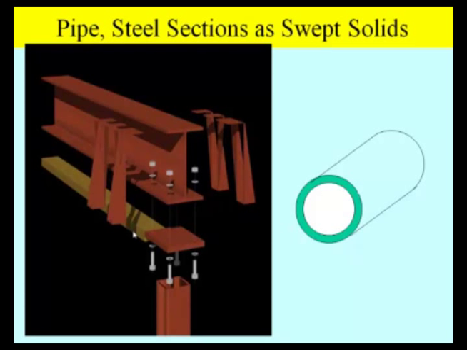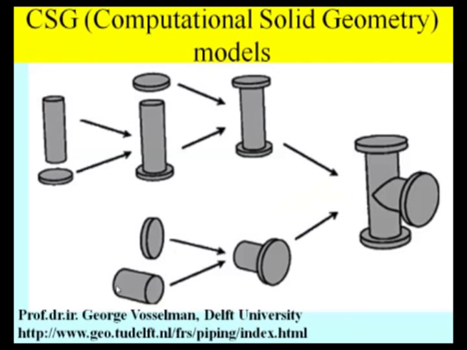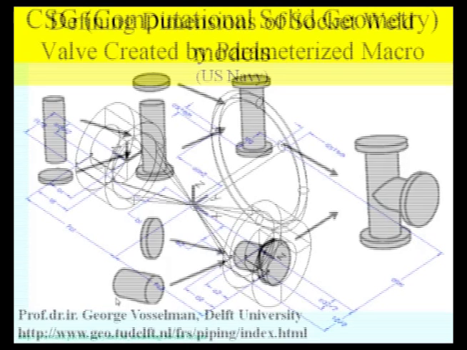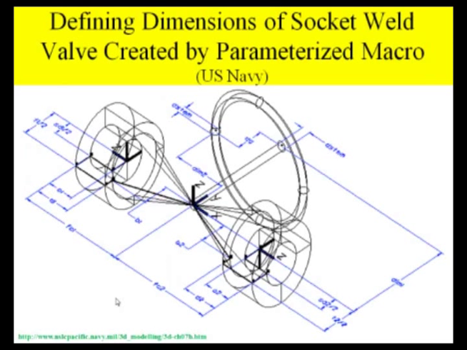So there's a swept solid, except for the structural detail. The beam is a swept solid. Here's a buildup, constructed solid geometry. Some say computational solid geometry, depending on the vendor. Here's a buildup of a T from primitives. Now here's a swept solid, a macro for a PDS.